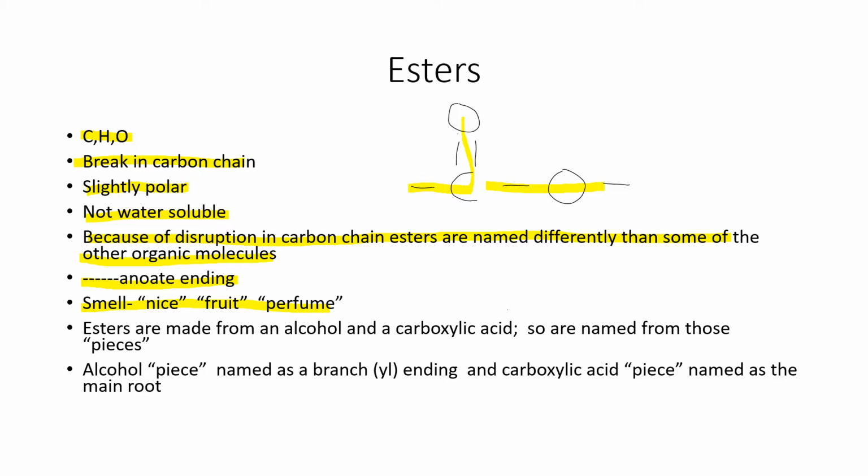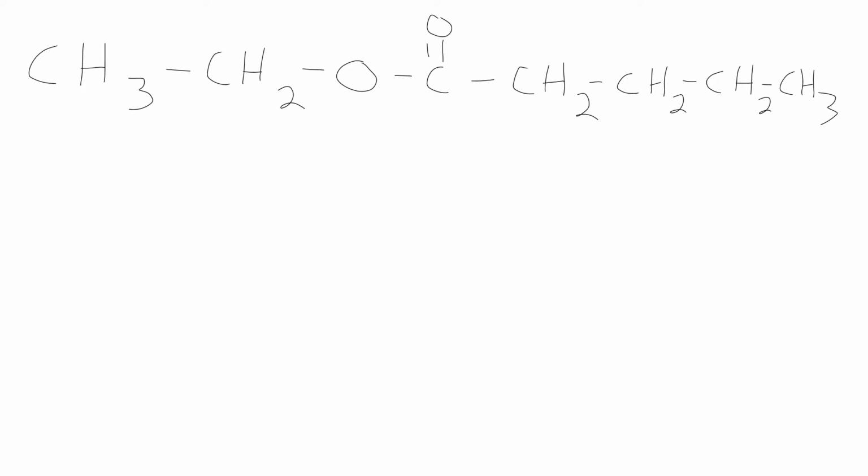Esters end up getting made from an alcohol and a carboxylic acid. So the name comes from those pieces that we're going to see in an example. The alcohol piece gets named as a branch, which means you're going to use that -yl ending. And the carboxylic acid piece gets named as the main root. So what we're looking for with an ester is how to break the ester into the two pieces, or how to see the two pieces of an ester, because that's going to be very important for how these actually get named. So we want to see this with an example.